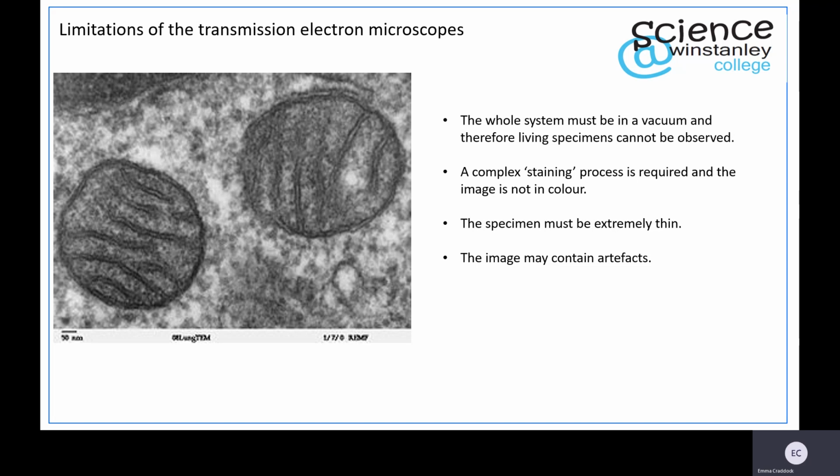And the image itself may contain artifacts. Artifacts are things that should not be there. They are things that have been produced in the development of your specimen and the staining process, and sometimes they look like structures and they can be recorded as structures, but they are not. So you must be aware for artifacts in your photomicrographs.